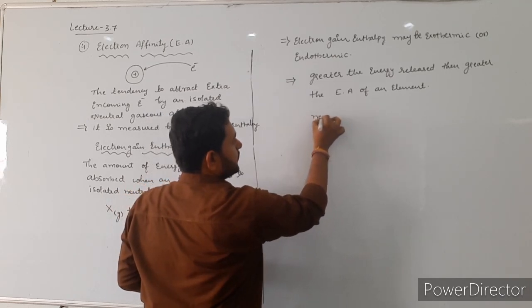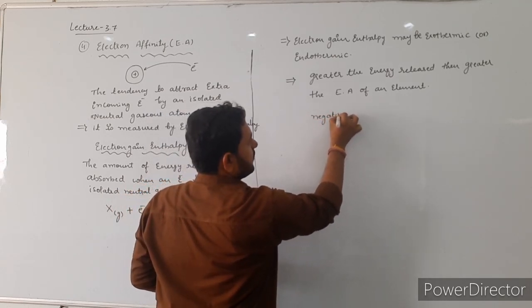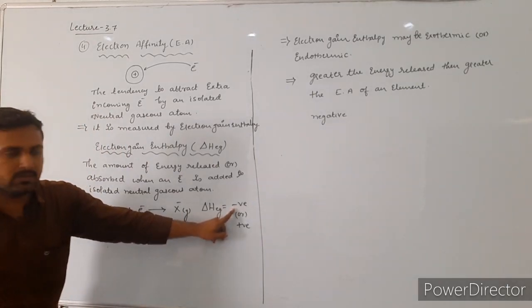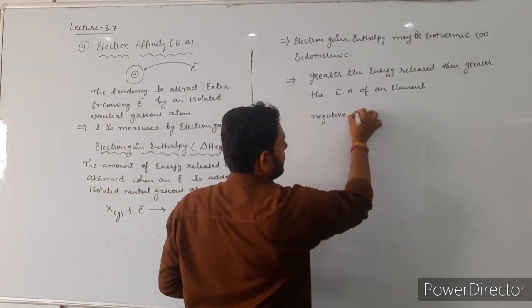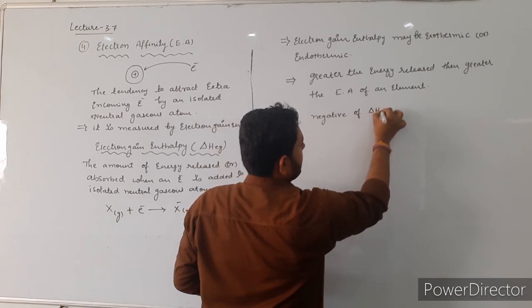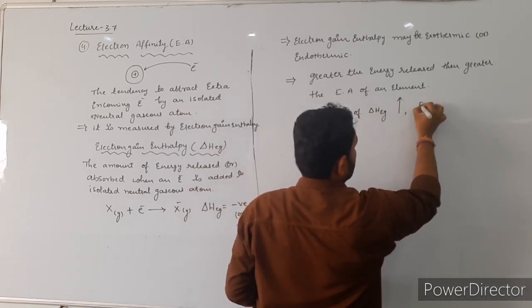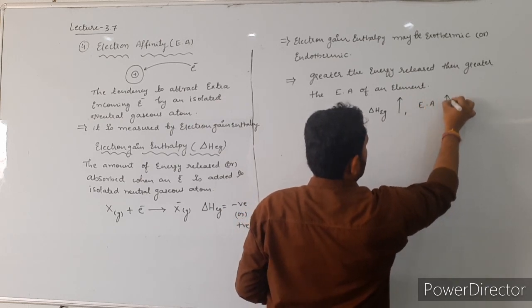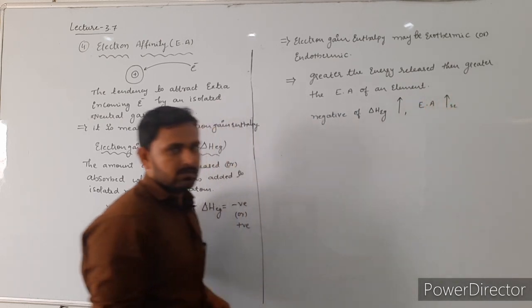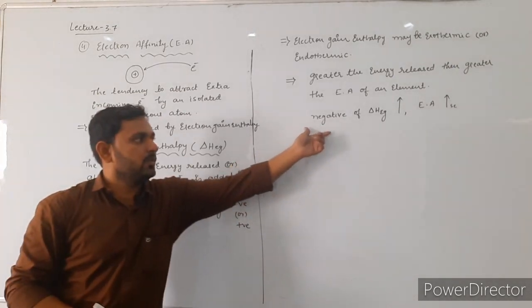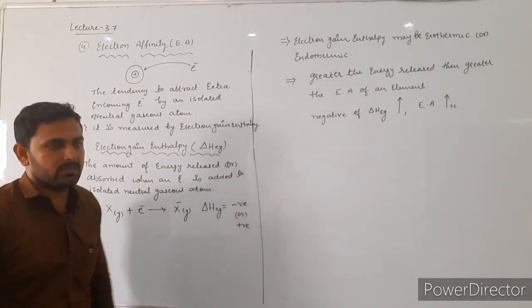So negative, the energy released is indicated by negative values. So if negative of delta H increases, then electron affinity increases. The electron affinity of an element depends on negative values of delta H.